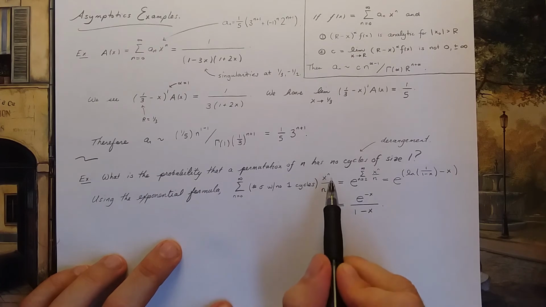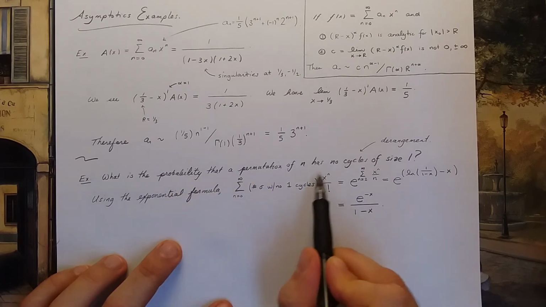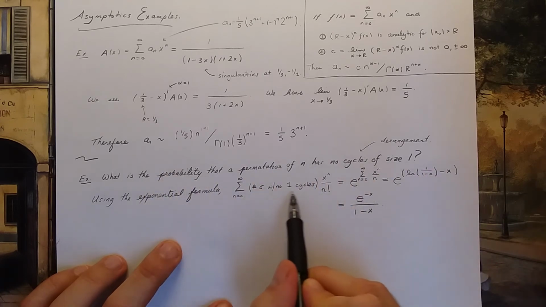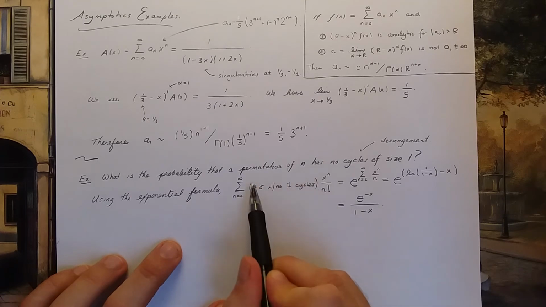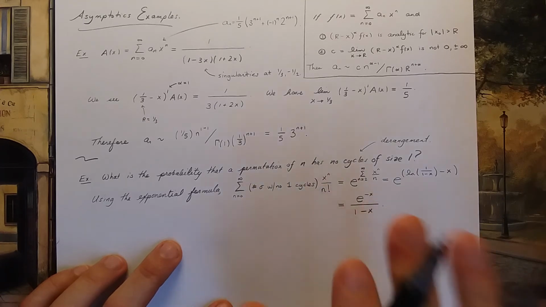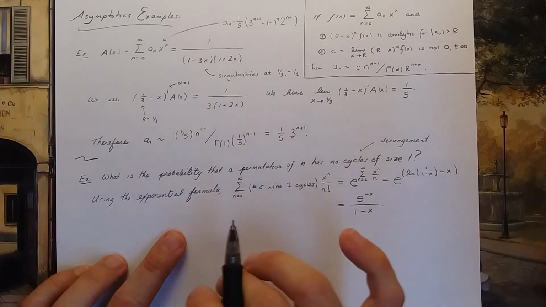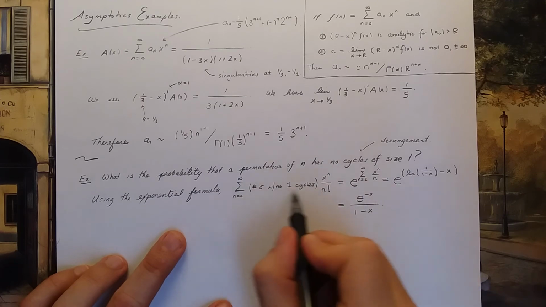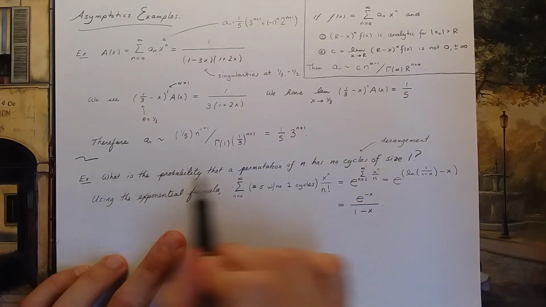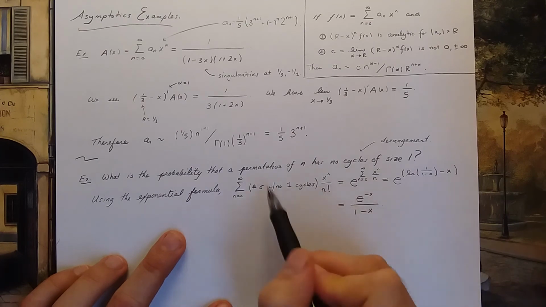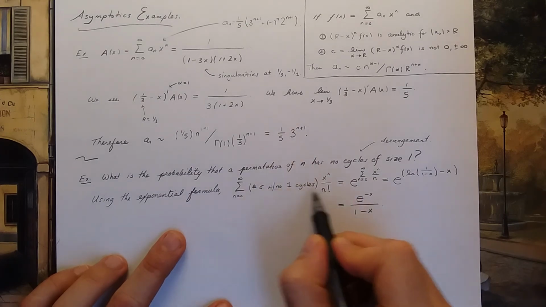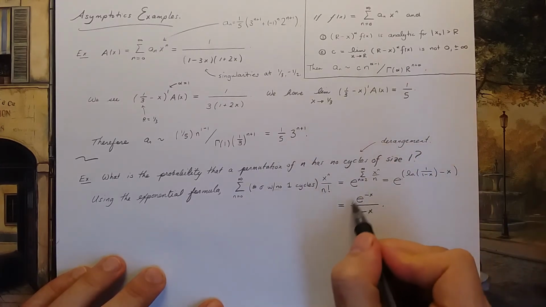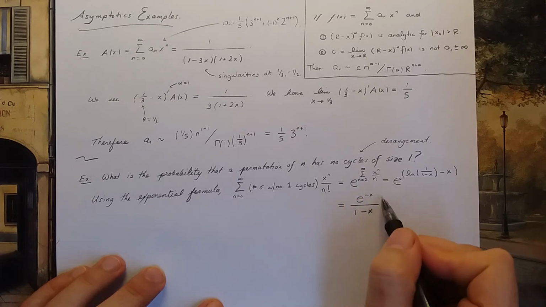Now, the coefficient of x to the n in this generating function answers my question, because I'm getting the number of permutations without any cycles of size 1, and I'm dividing by n factorial. N factorial is the total number of permutations of n whatsoever. So when I take this and divide by n factorial, I am getting a probability: the number of permutations with my certain property divided by the total number of permutations. So I'd like to understand the coefficient of x to the n in this expression.